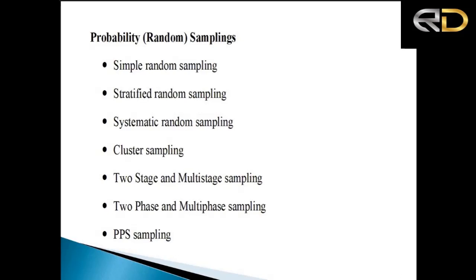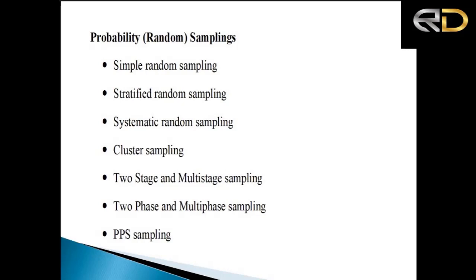Now there are various types of probability or random sampling, and the first one is simple random sampling, another one is stratified sampling, and then systematic random sampling, cluster sampling, two-stage and multi-stage sampling, two-phase and multi-phase sampling, and PPS sampling. These samplings are used as per the demand or as per the situation. So there are various situations in the population. So we select the sampling technique on the basis of the situation of the population units.